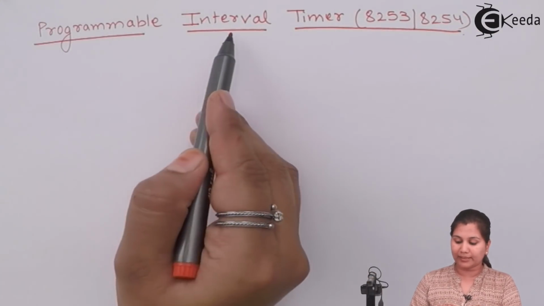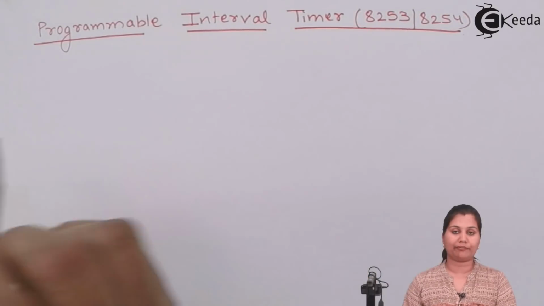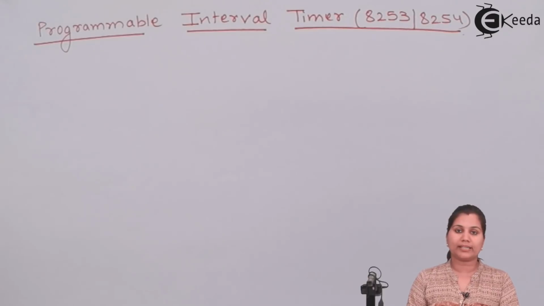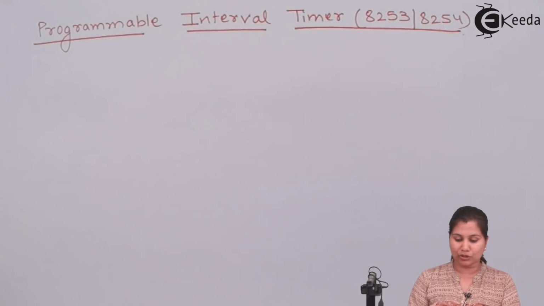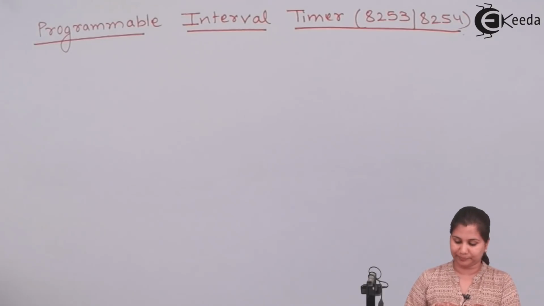The programmable interval timer, its IC number is 8253 or 8254. It's an especially designed timer which is used for the microprocessor for the counting and the timing operations. So we can say that it's an especially designed chip for the microprocessors to perform the timing and counting operations.